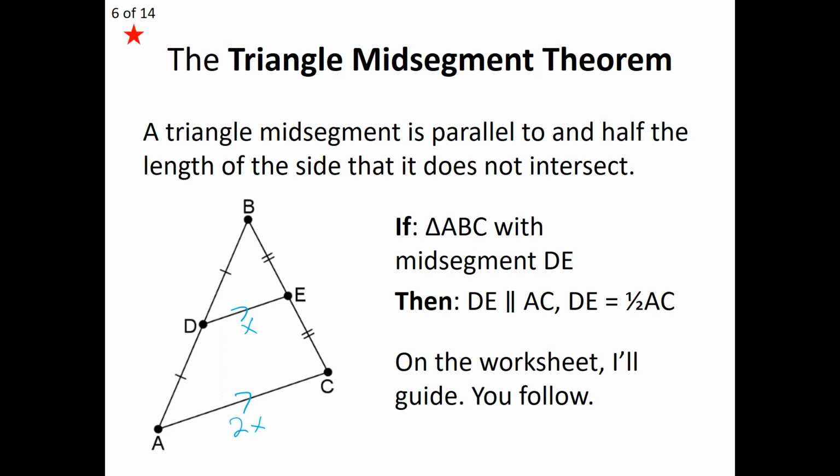Proving this is very simple now because we have a new way of proving similarity. Similarity is a very powerful tool. We have side-angle-side similarity. So a heads up when you jump into this theorem: you will use side-angle-side similarity to prove that these two triangles are similar, and then that helps you arrive at your conclusions that the segments are parallel and that DE is half the length of AC.